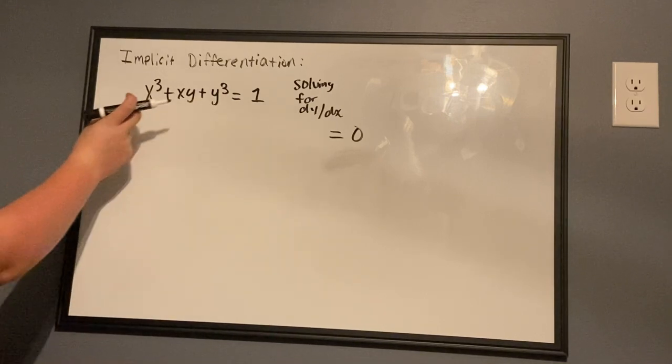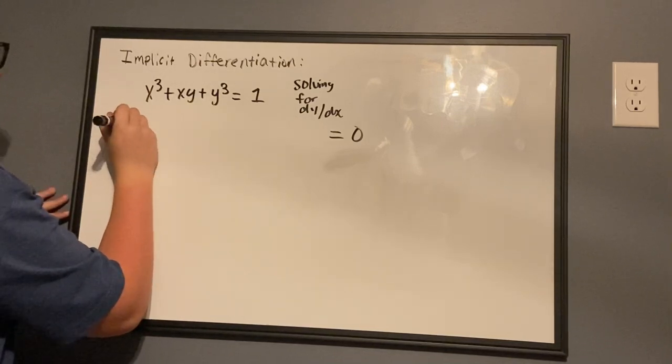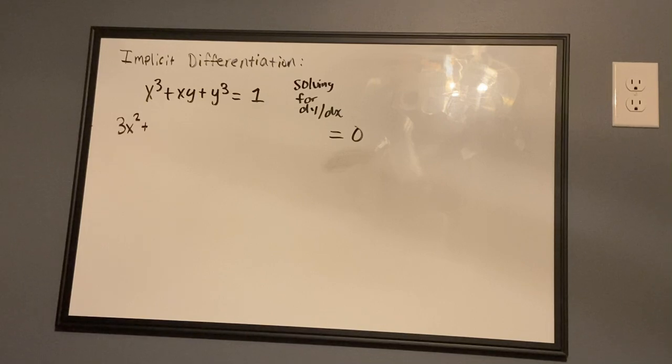So this is just going to be the power rule right here. The derivative of that is just going to be 3x squared. Plus, now is where it gets a little different because we have an x times a y. So we know that anything multiplied by each other, when we're trying to find the derivative, we have to use the product rule. So we have x times y, so we're going to do that the same way that we would do any other product rule, but now we're going to add a dy dx, and you'll see where we do that.